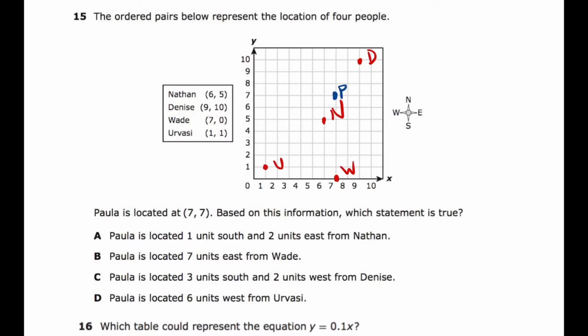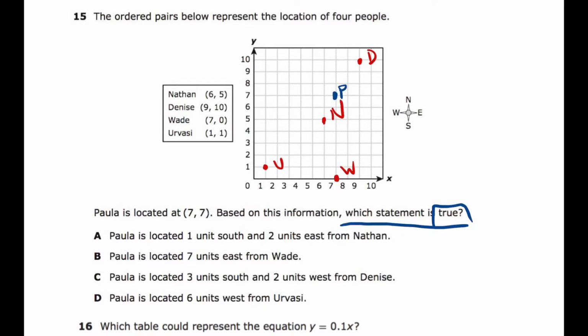Which of these is true? Paula is 1 unit south, 2 units east from Nathan. So let's find Nathan. Nathan is here. I'm going to go 1 unit south. Okay. 2 units east. Nope. That did not put me in the right spot. So that does not work.